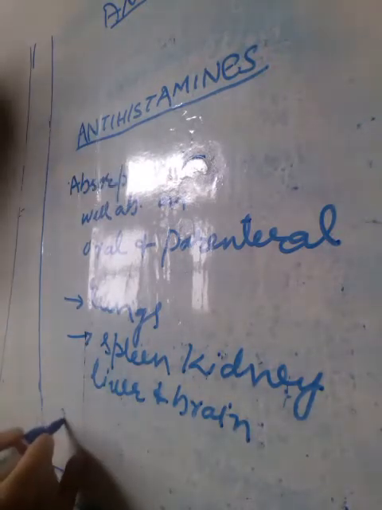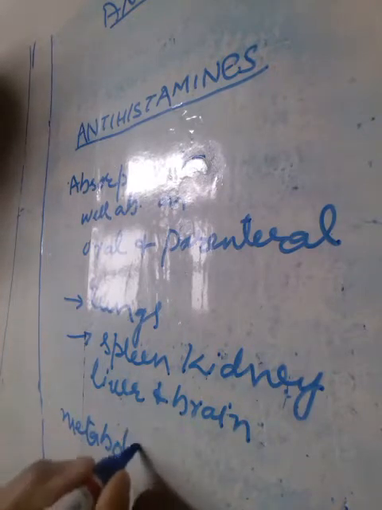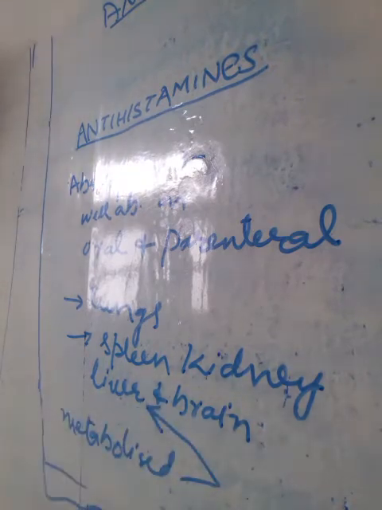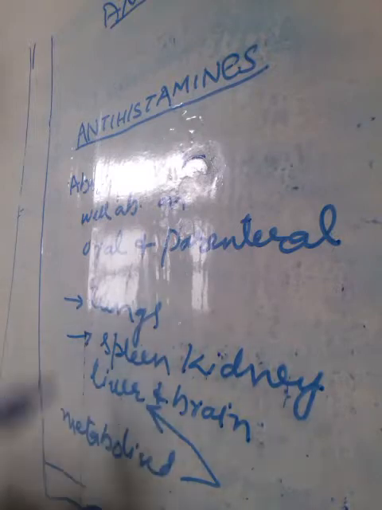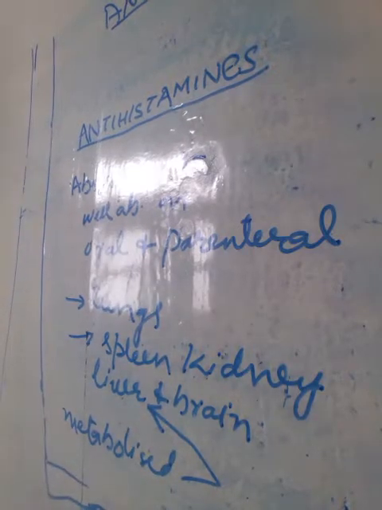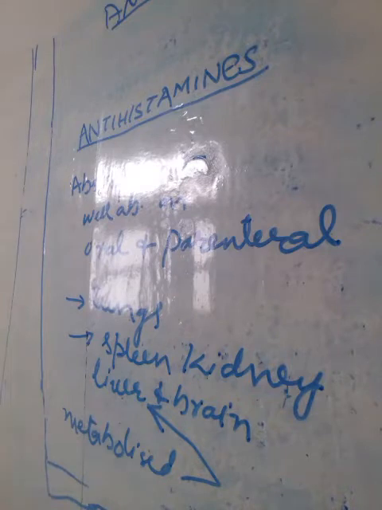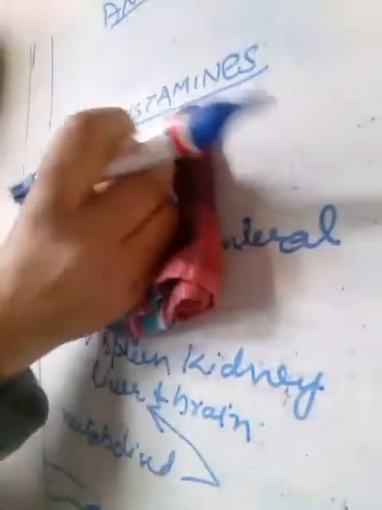These are metabolized through the liver. So metabolism takes place in the liver and they are found in different body parts. Now this was about the absorption of the antihistamines. Now coming to the adverse reactions of antihistamines.